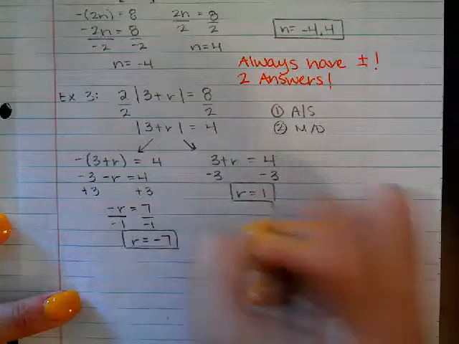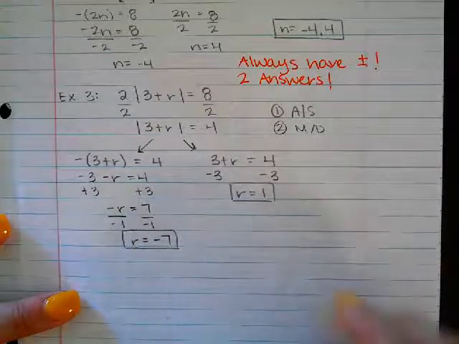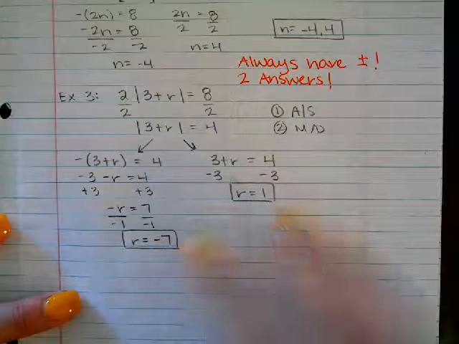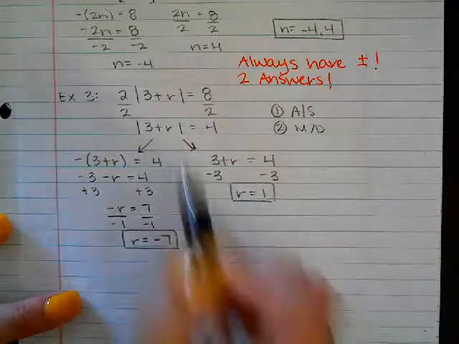So here we had two numbers, one positive and one negative, but they weren't the positive and negative version of the same number. They were two completely different numbers. It's not a bad idea to make sure that the numbers, if you plug them in, that they work.